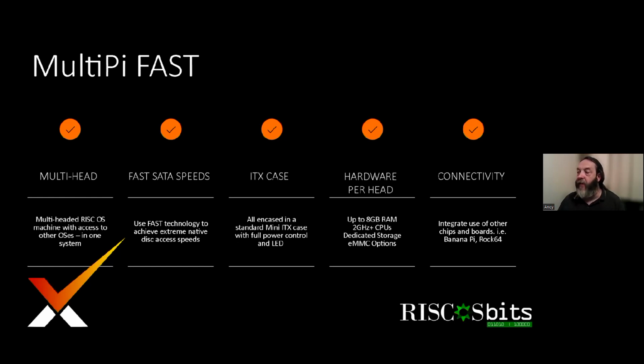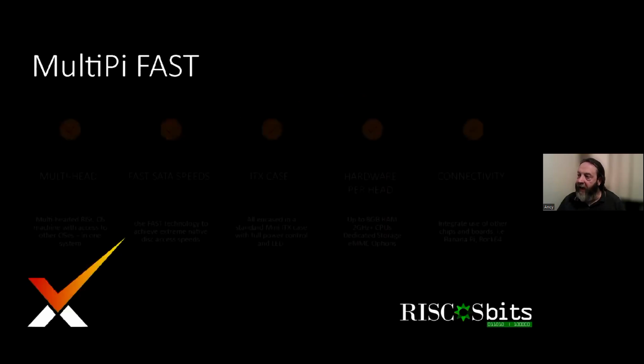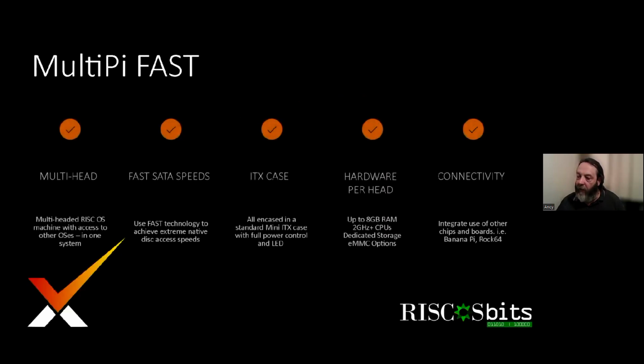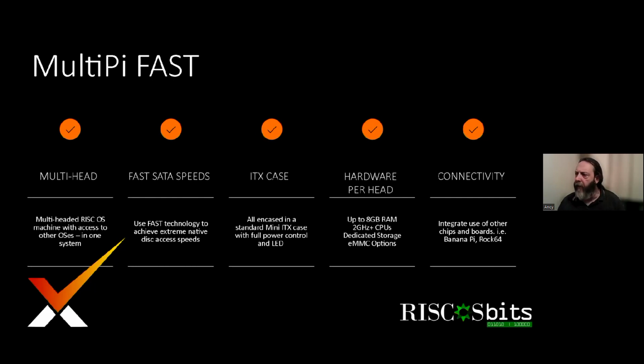And then, given that it's based around compute modules, we have that option of up to 8 gigabytes of RAM, 2 gigahertz plus CPUs, eMMC options, dedicated storage for each head, and things like that. So just taking it a bit further than it is. And then because the compute module form factor is becoming a bit of a thing, we'll see whether we can use some of the faster chips and compute module boards like the Banana Pi and the WROCC 64, and there's been a couple of new ones in the last few weeks that are all faster than the Pi and are all compatible with the compute module I/O stuff.